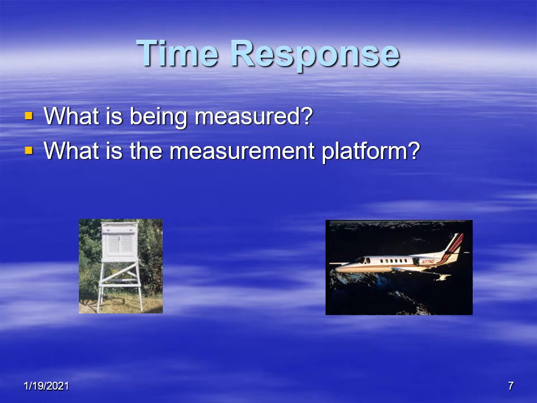If you're flying through a cloud with an airplane, you have to have a sensor that has a very fast time response. Because you're moving along, and as the airplane moves, it's traveling over maybe 100 feet per second. And so you want a sensor whose time response is less than a second. It would be a very, very quick response.